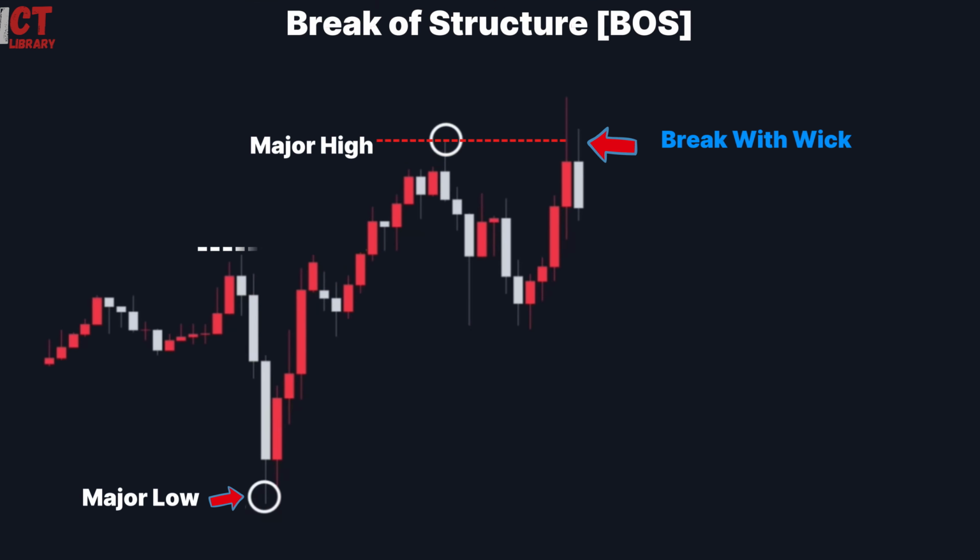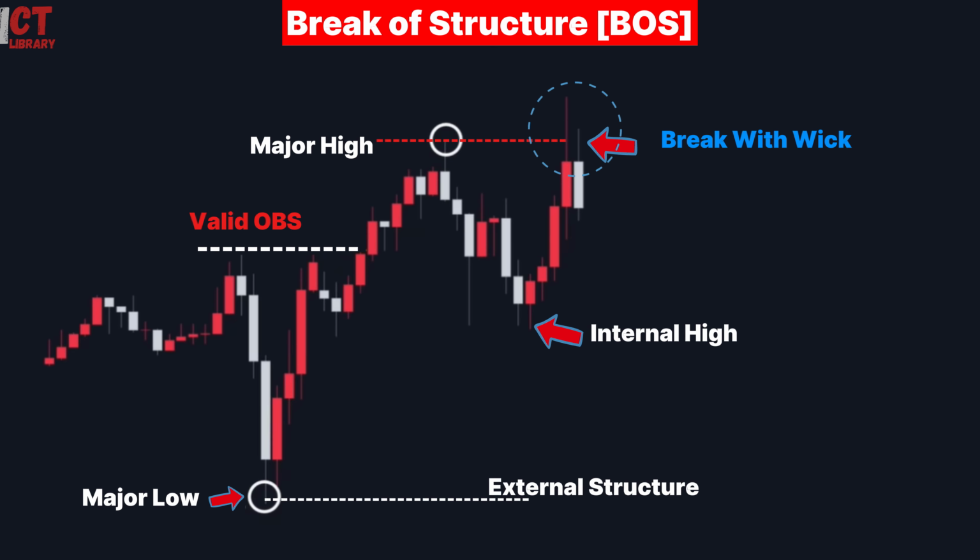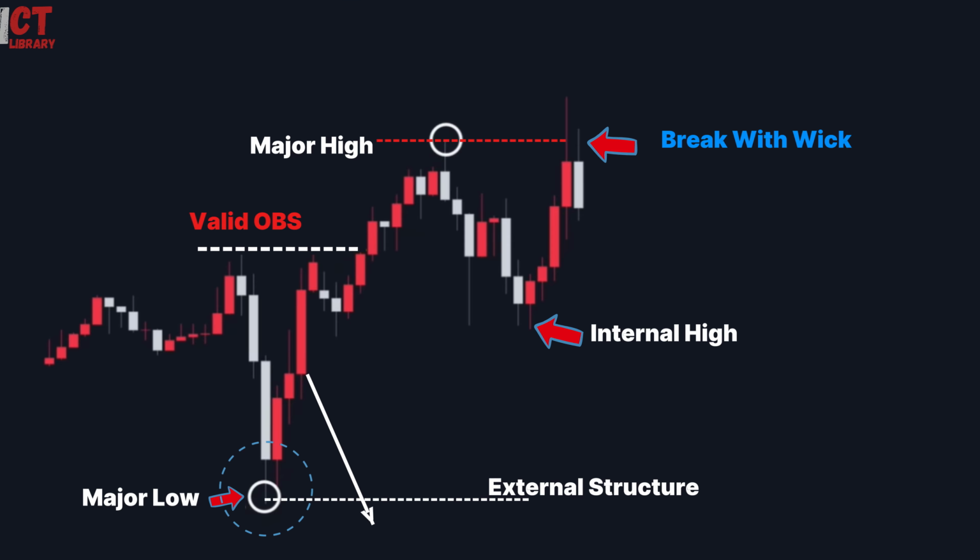Now consider a scenario where price breaks the high with a wick, but the candle body closes below the range, and the next candle fails to exceed the wick. In this case, we do not classify it as a valid BOS. Instead, we treat this movement as internal price action. To confirm a true trend shift, price must break the extreme major low, not merely an internal swing.